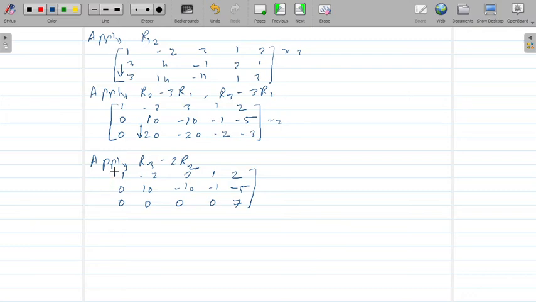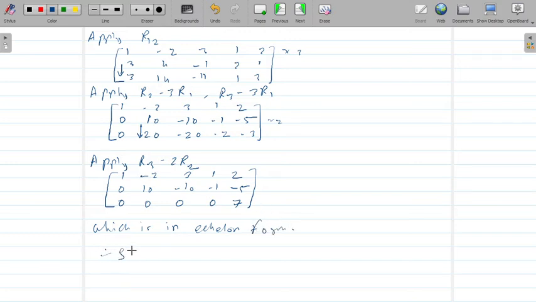And now this matrix is in echelon form, because in any two successive rows, the first non-zero entry of the lower row must appear to the right of the first non-zero entry of its upper row. So you can see row number 2 and 3. This 7 is the first non-zero entry of the third row and it appears to the right of this 10, and therefore we can conclude that it is in echelon form. So this is your augmented matrix.